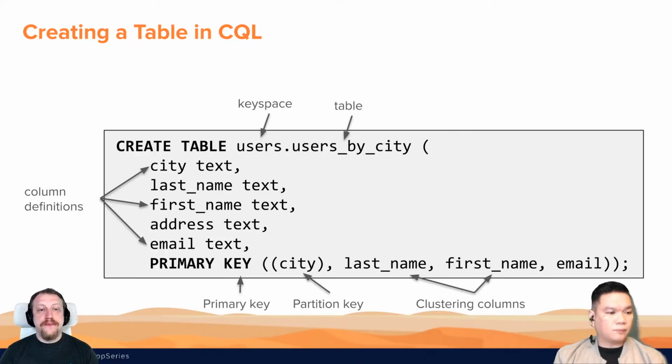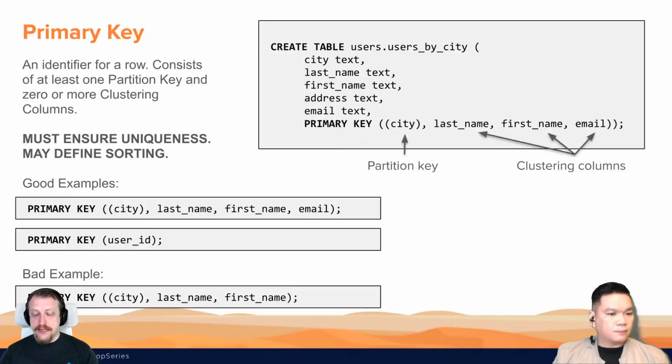I first have to arrange a key space for this table, because table cannot exist without the key space. So I say my key space will be users, which I just created, and tables. Table will be users by city, having some column definitions: city, last name, first name, address, emails. They are all texts. And then the interesting thing comes: primary key, partition key, clustering column. What is it? Why is it important and how does it work?